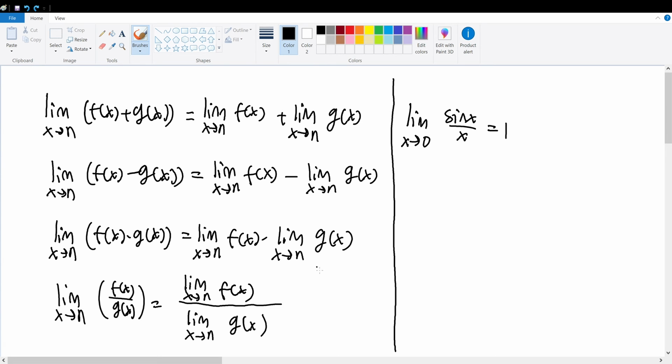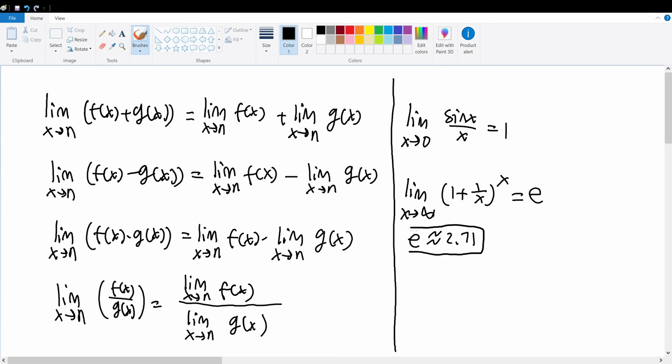Another special limit is the definition of e in terms of a limit. So that is the limit when x approaches infinity of 1 plus 1 over x, raised to the x power, is equal to e. The e is a natural number. E has an approximation of 2.71. And that is the limit definition for our natural number e.